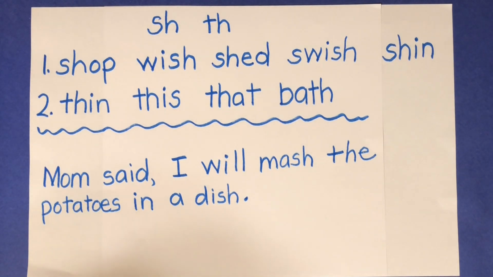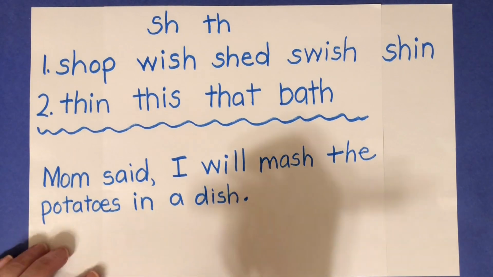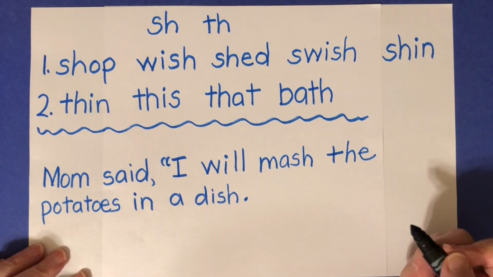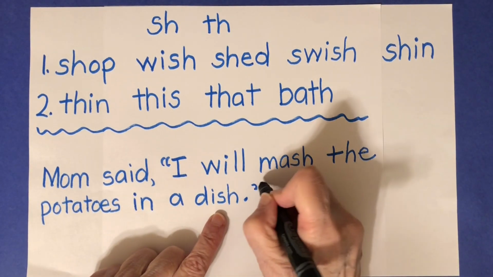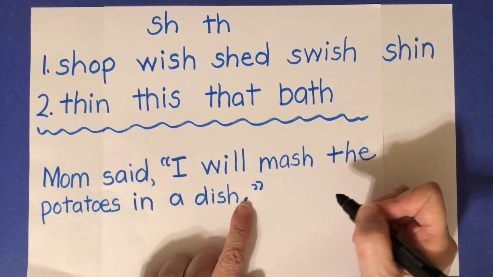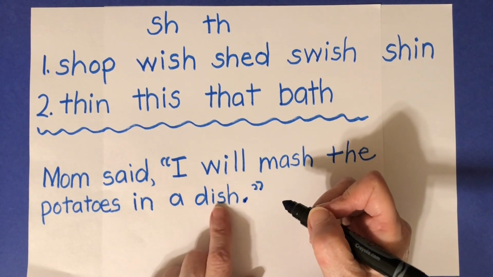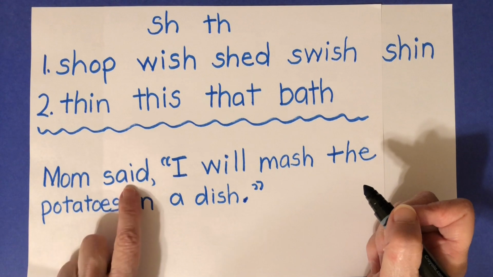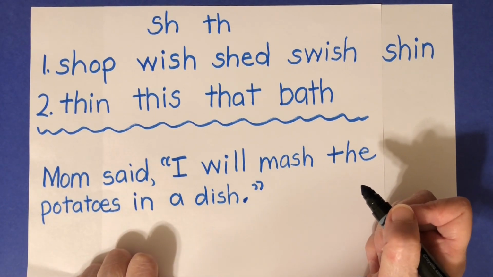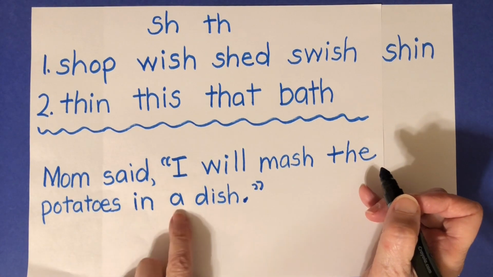I'll give you a clue, okay? Mom said something, so we need marks to show what she said. Yes, we need quotation marks, so I'll put two little curvy lines up high there before the first word she said, which was I, and then I am going to put two curvy marks over here after the period at the end of the sentence and the ending word she said. She said, I will mash the potatoes in a dish. She didn't say Mom said. Mom wouldn't do that. She just said, I will mash the potatoes in a dish.